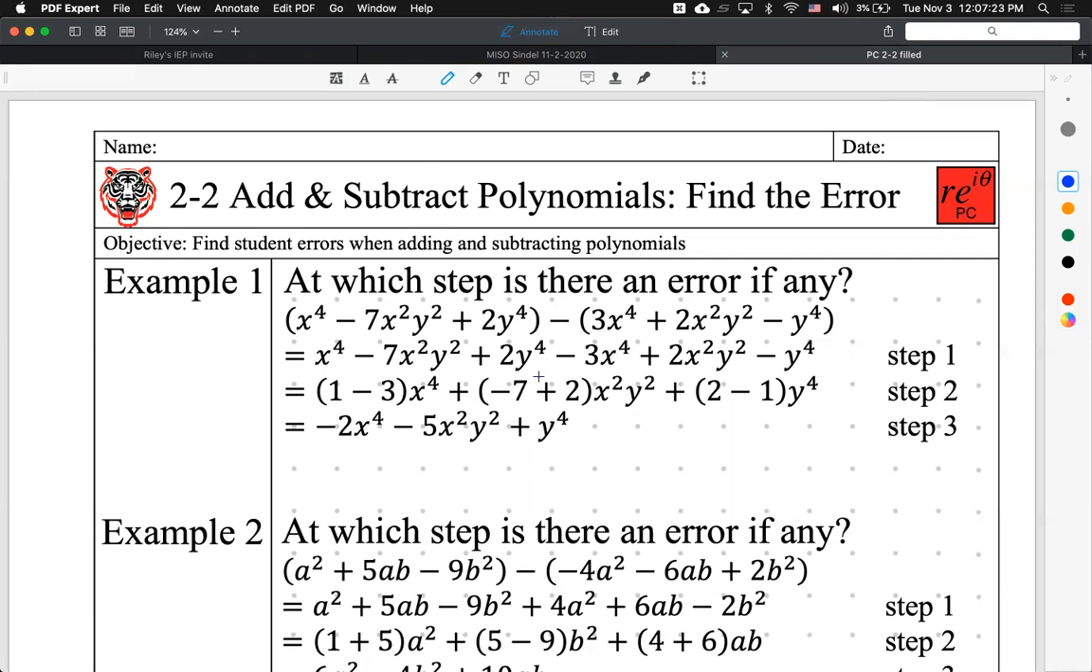So I will give you guys a few minutes to read through example number 1. Try to see how to get from each step to each step. If you find any errors, then you are basically done with that problem. You can move on to the next problem.